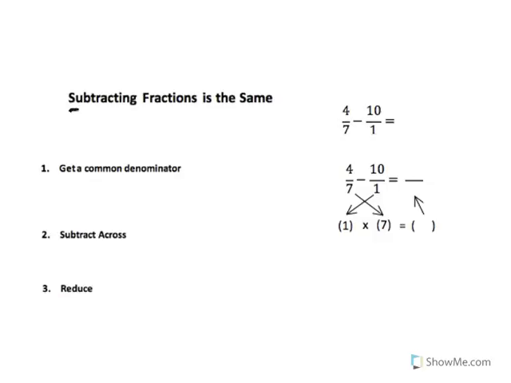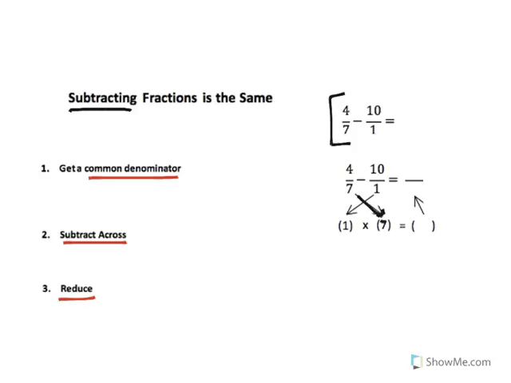Subtracting fractions is the same. Step 1, we get a common denominator. Step 2, then we subtract across. Step 3, we reduce. Let's try this one here. 4 over 7 minus 10 over 1.